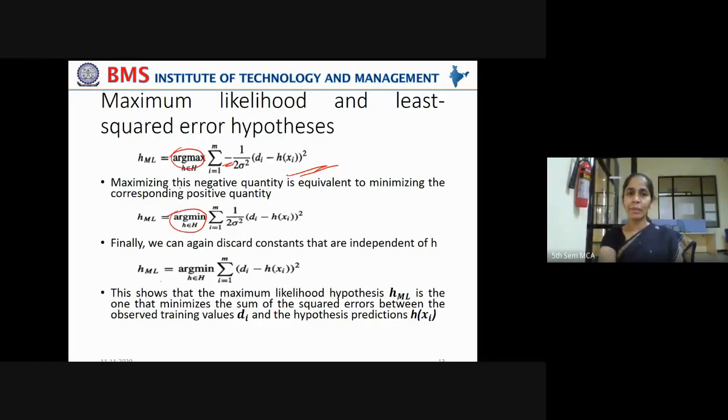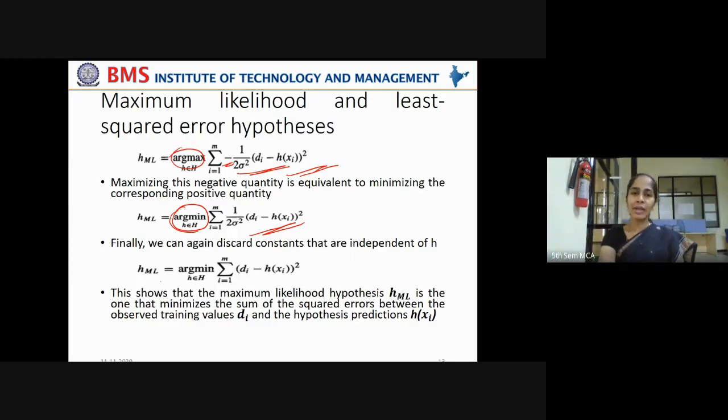Understand this line carefully. Maximizing this negative quantity, what we have here, is equivalent to minimizing the corresponding positive quantity. So instead of argmax, we are writing it as argmin now, so that the minus can be eliminated. And you can write the equation as it is. Now finally, we can again discard constants that are independent of x.